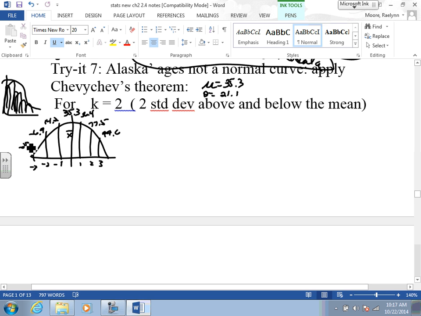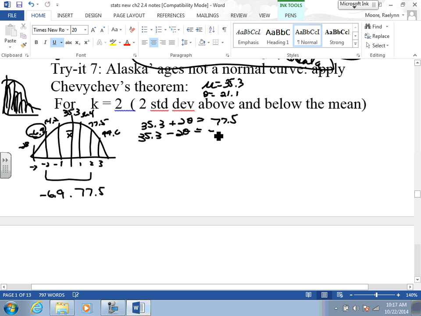Now, can you find me the values that are plus or minus 2 standard deviations away from the mean? Negative 6.9 to what number? 77.5. So Chebyshev says this: take your mean, add 2 standard deviations, you get 77.5. Take your mean, subtract 2 standard deviations, you get negative 6.9. This works, or this works. Then just watch this.